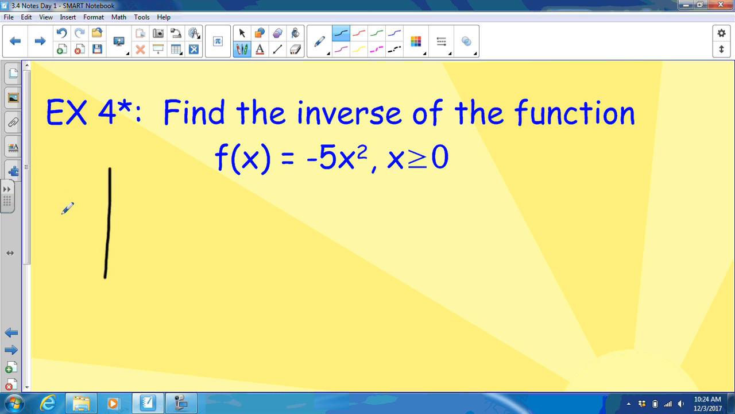Our quadratic will kind of look like this. Remember, because we have a negative a value, it's facing down. But if we look over here, we have x is greater than or equal to 0. This is actually where we're restricting the domain. Because we're restricting the domain, we're only finding the inverse of a certain part of our function here.